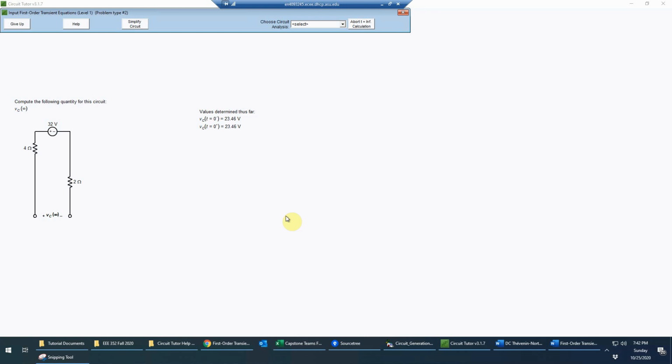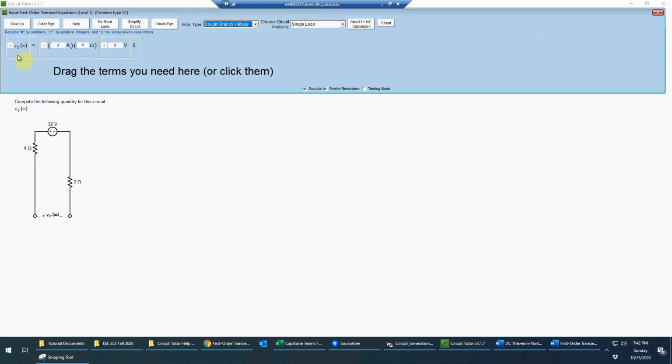Okay, so now I'm ready to analyze the circuit. And again, this doesn't really have any loops, but the program will allow me to call it a single loop. And now I just need to solve for that capacitor voltage again. So that's VC infinity is equal to, and there's no current here to multiply, right? Because no current can flow through an open circuit. Therefore, I'll just put a voltage value.